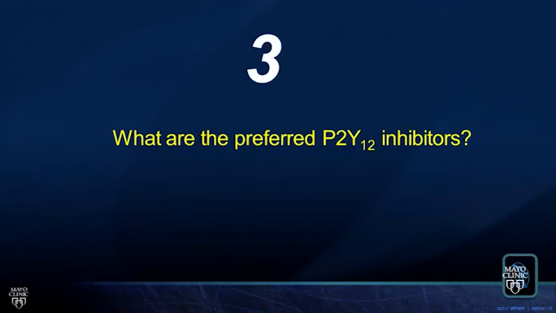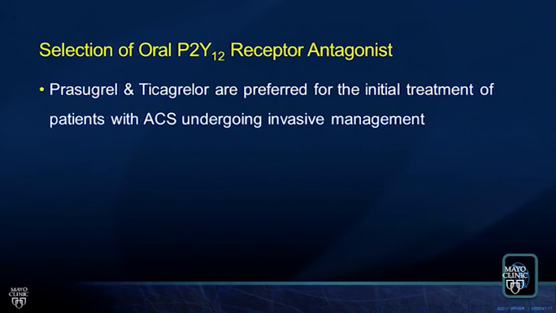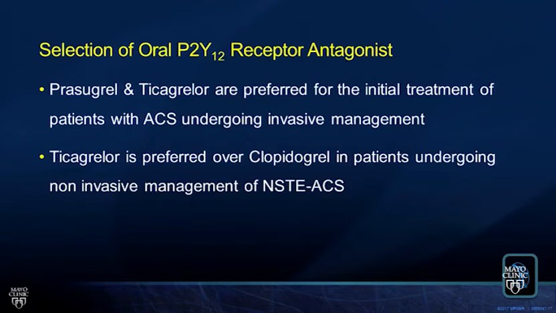So, what are the preferred P2Y12 inhibitors? Prasugrel and ticagrelor are preferred for the initial treatment of patients with ACS undergoing invasive management, and this is based on the trials that we have discussed. Ticagrelor is preferred over clopidogrel in patients undergoing non-invasive management of non-STE ACS.